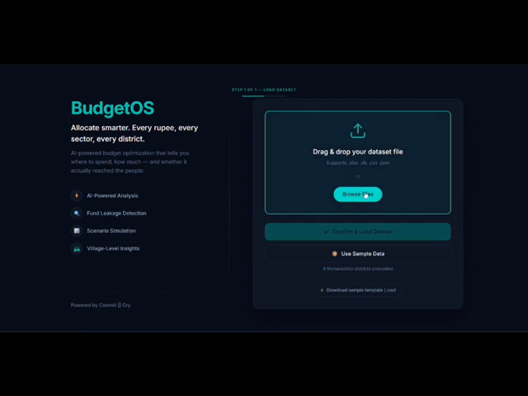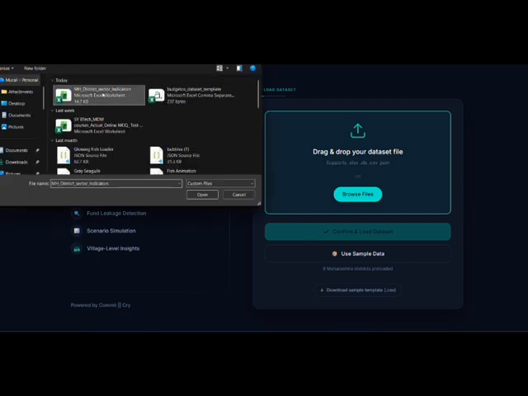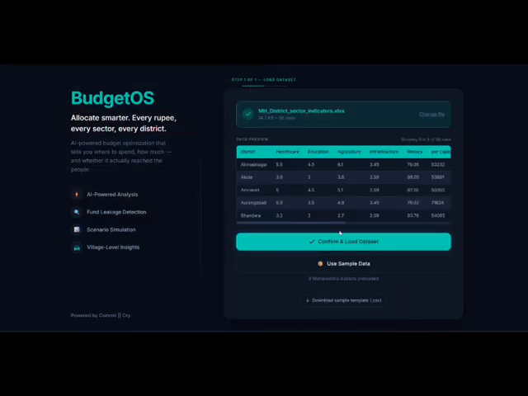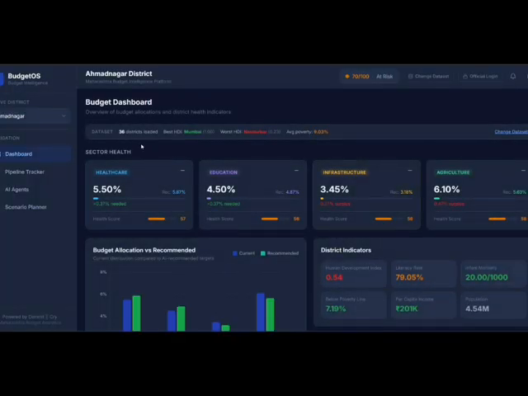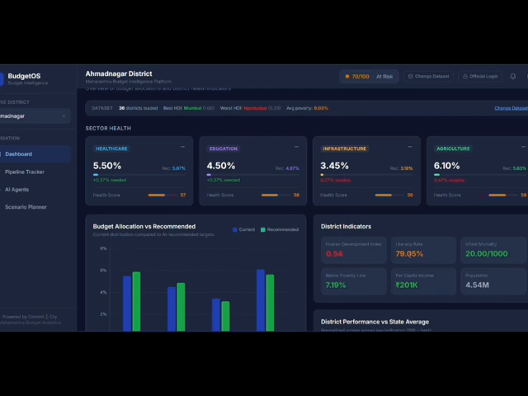budgetOS starts with the data. You can upload your own district dataset as a CSV, Excel, or JSON file, or use our pre-loaded sample data. So I will load the dataset we have created. Instantly, 36 districts are loaded. The system reads every indicator: HDI, literacy rate, infant mortality, poverty percentage, GDP per capita, and more.